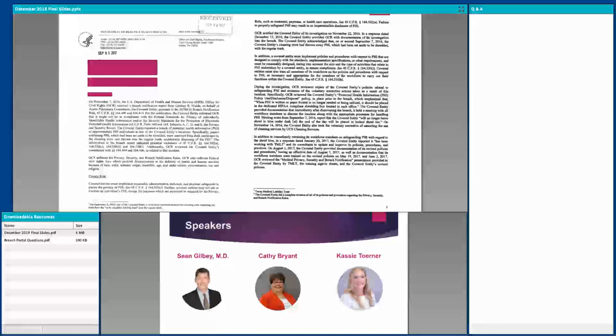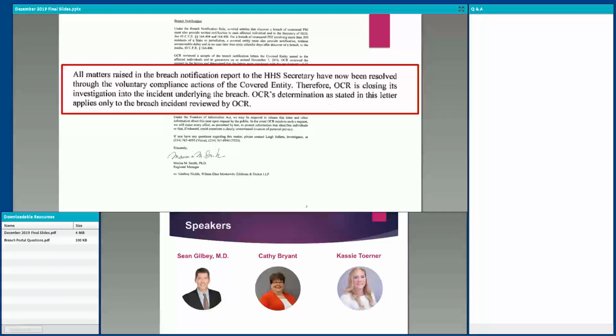So then some 10 months later, and I think there were several exchanges of letters back and forth between your attorney and the OCR requesting some follow-up information. But about 10 months later, you get the good letter, the letter that notifies you that the OCR is actually closing your case. Tell us how that felt. It was a huge relief.